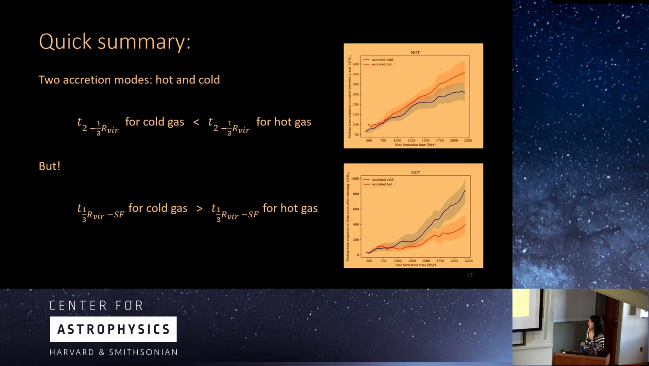So, yeah, a very quick summary. Two accretion modes, hot and cold. The cold is traveling faster through the hot halo. The hot gas needs more time. But when it comes to star formation, the cold gas is actually delayed rather than being quicker at forming stars, since it is cold and dense already.